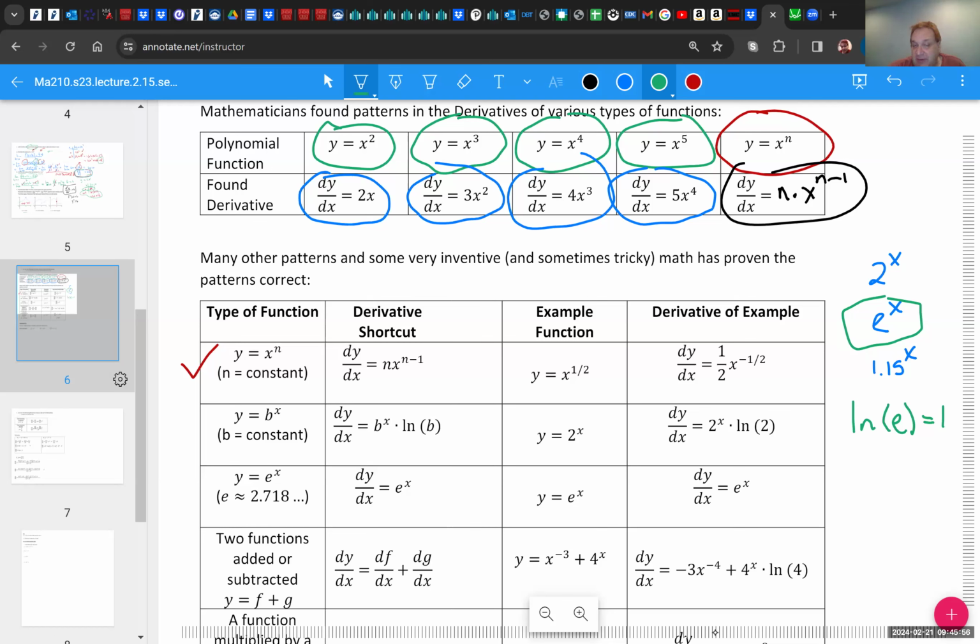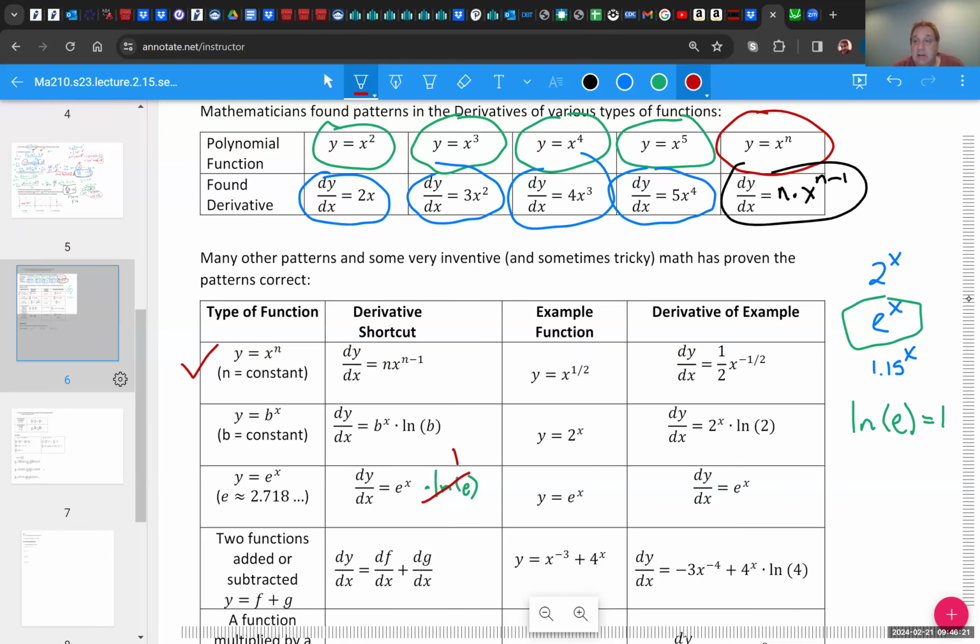So officially, the derivative of e to the x is e to the x times ln of e. But ln of e is just 1, and anything times 1 is itself. So e to the x times 1 is just e to the x. So the derivative of e to the x is going to be e to the x. You don't have to worry about the ln e since it's going to get absorbed into the e to the x anyway.